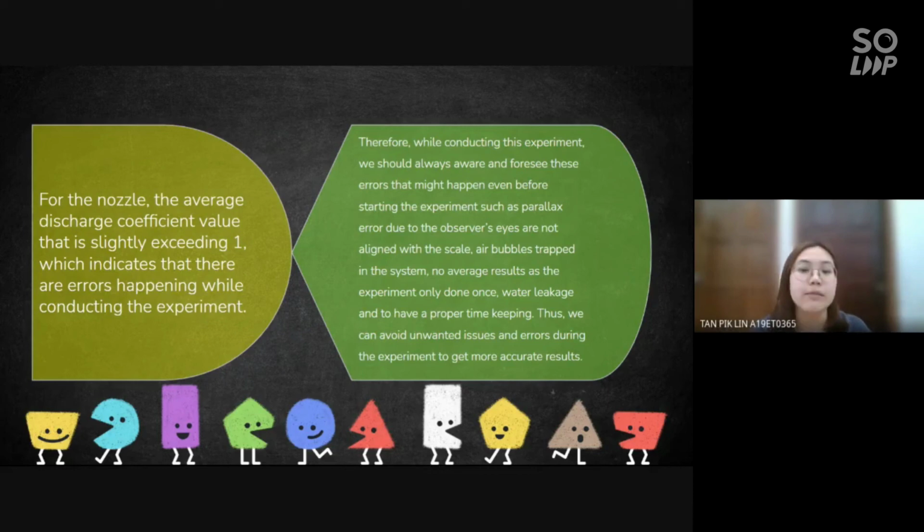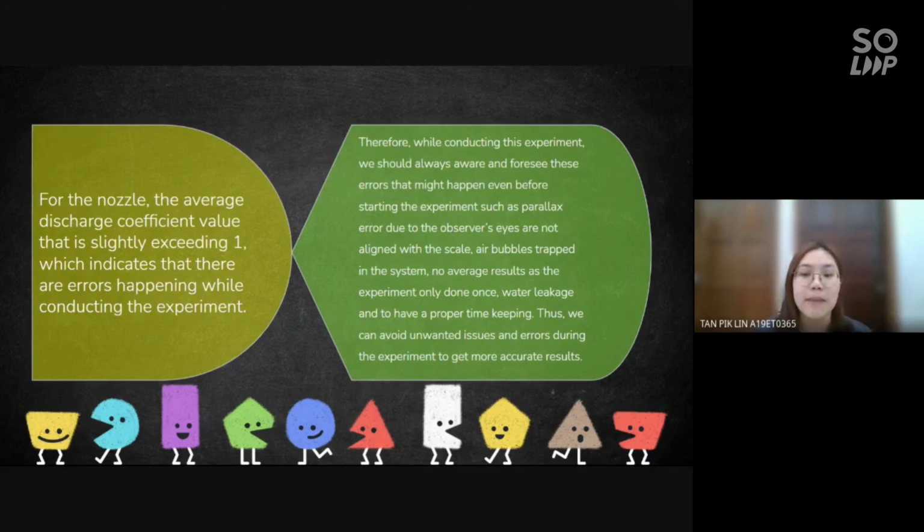Therefore, while conducting the experiment, we should always be aware of and foresee errors that might happen even before starting the experiment, such as parallax error and other errors. As an experimenter, we need to understand the theory and the procedure before we start the experiment, so that we can avoid problems or issues during the experiment. The errors that might happen include parallax error, due to the observer's eyes not being aligned with the scale when reading the scale.